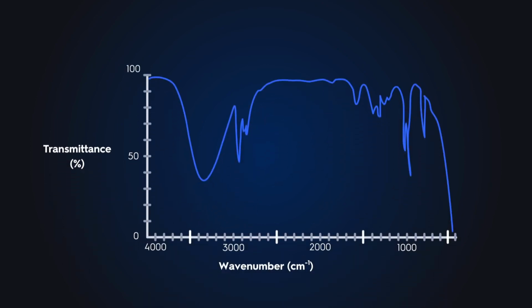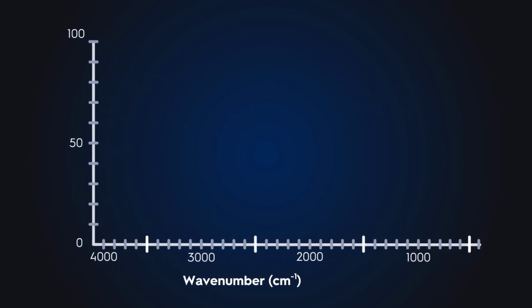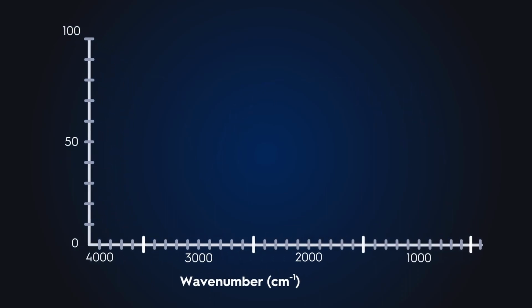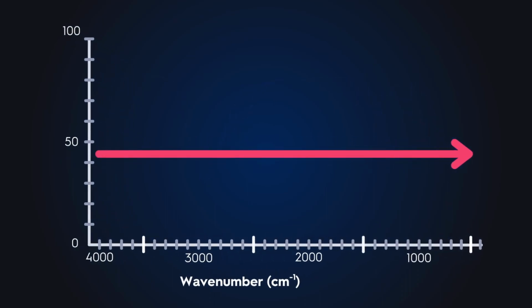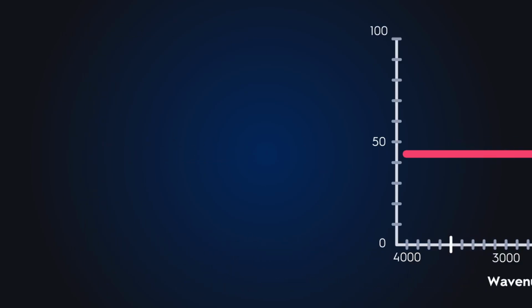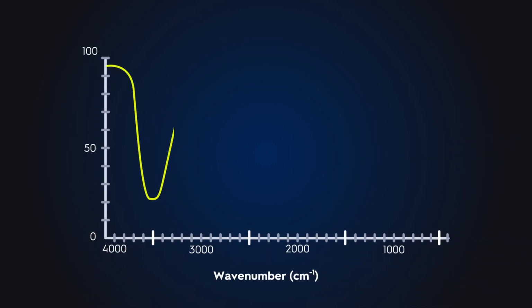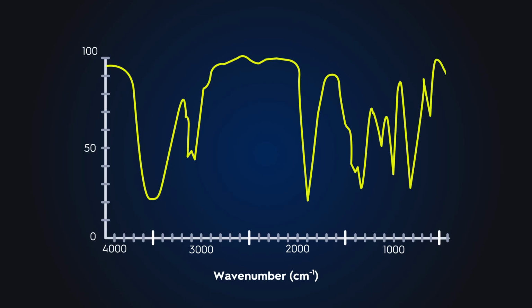Now, let's look at how this information appears on a spectrum. Infrared spectra are displayed using wave numbers, measured in inverse centimeters. The most useful part of an IR spectrum ranges from 4,000 to 400 inverse centimeters. If a wavelength doesn't reach the detector, it means the molecule absorbed that energy to vibrate.